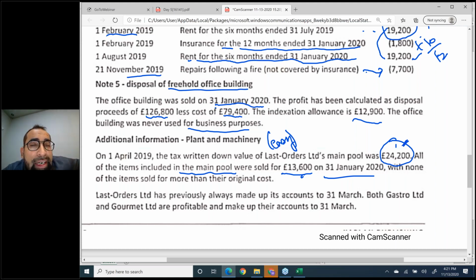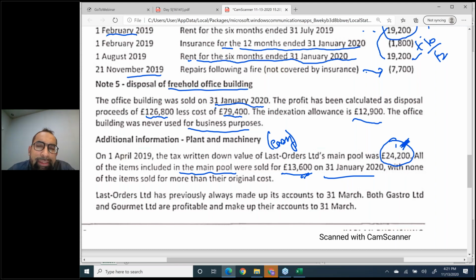Whatever will be the real decrease in value, that's your capital allowance. That's it. You don't need to apply any percentages, any rates, no more estimations, only reality based depreciation. This is what we call reality based depreciation. So again I repeat, you bought these assets for 24,200 and you sold it for 13,600. So no need to do working, you are not even required to do working, no more main pool, nothing.